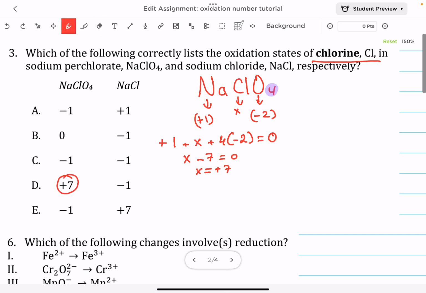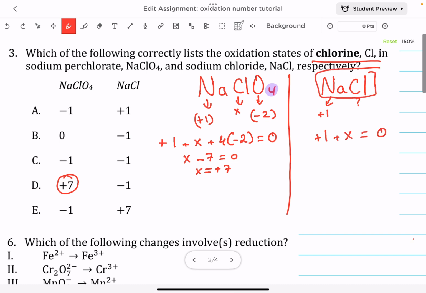However, if I take another compound like NaCl, from the periodic table we know that Na is +1 and we don't know the Cl. But this compound overall is neutral. So X is -1.